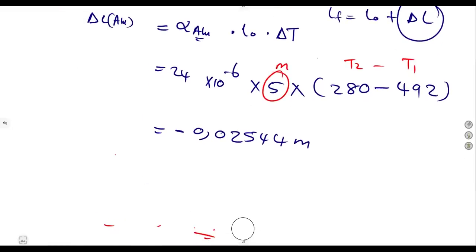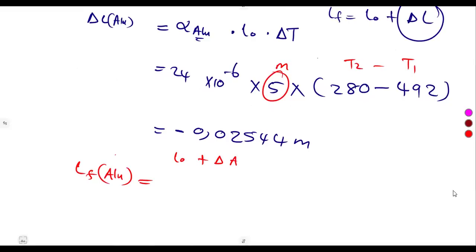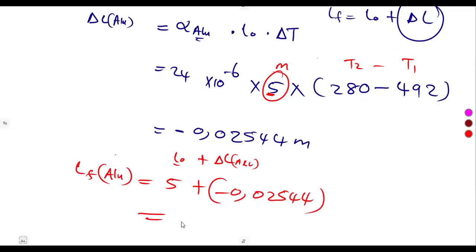So therefore, we can calculate the final length for aluminum. The final length for aluminum is going to be the original length plus the change in length that we obtained for aluminum. All right. So the original length, guys, is still the 5 meters. The change in length, we got a negative value, negative 0.025. All right, I was just supposed to round off even on this one, but no problem. So that's 4.975 meters at the end.